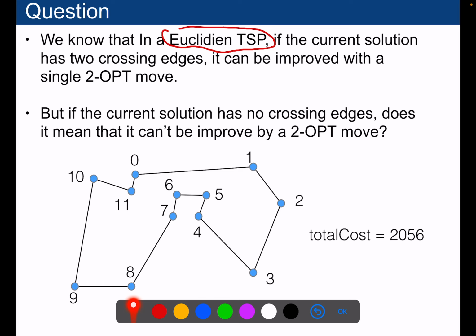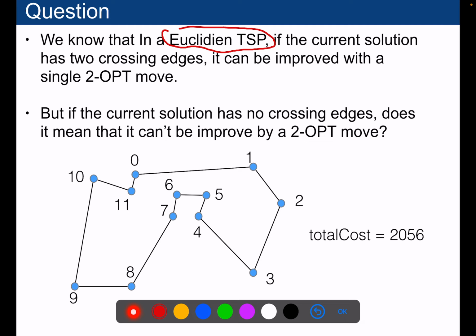If you remember from a previous slide, I said that having no crossing edges was a necessary condition for being able to improve. If you had crossing edges, then you knew that you could improve the TSP. And so is the opposite also true? Because you have no crossing edges, does it mean that you cannot improve the TSP total length by applying a 2-opt move? And the answer to that question is no.